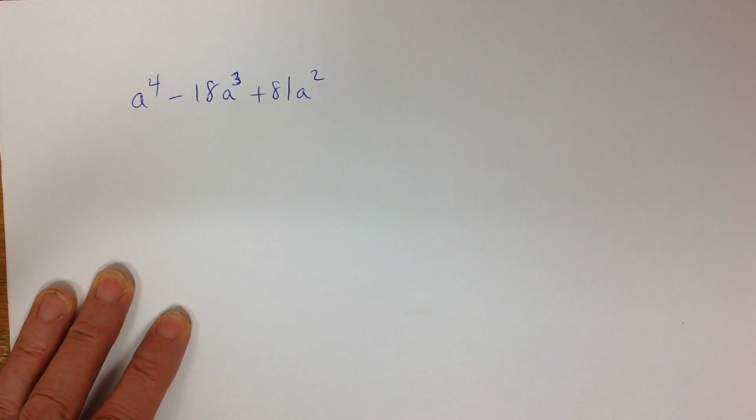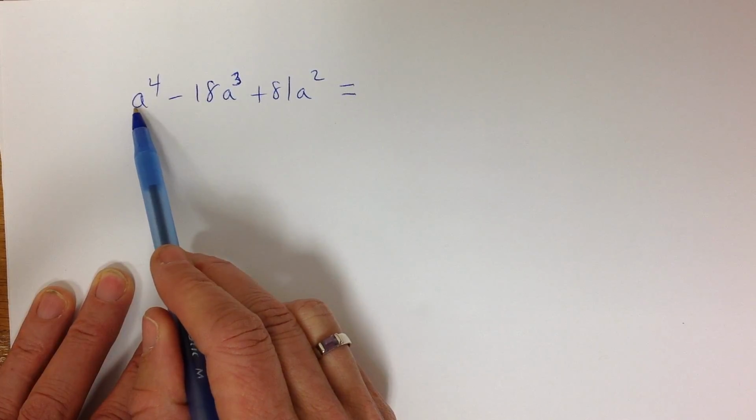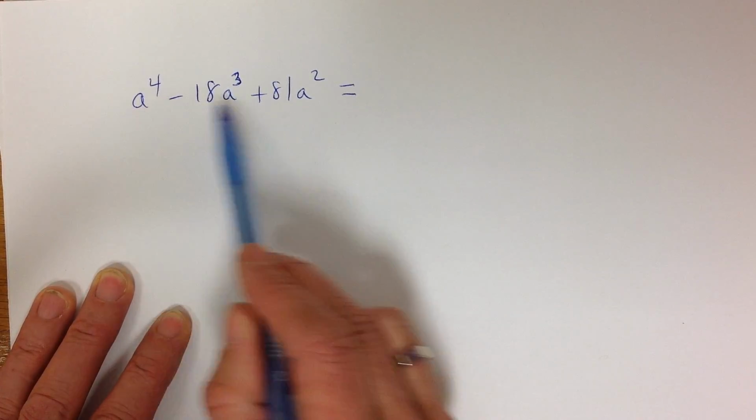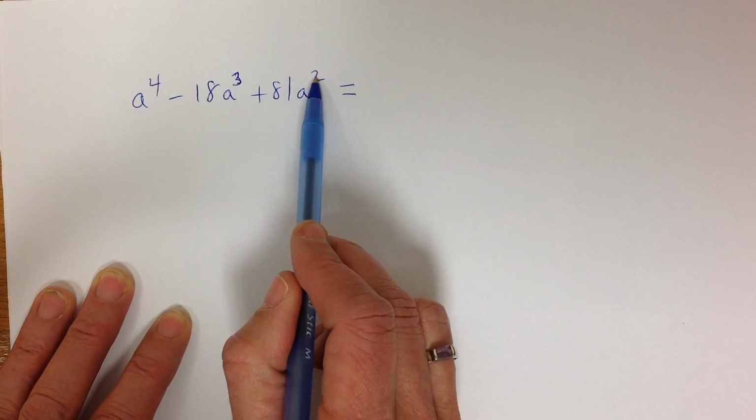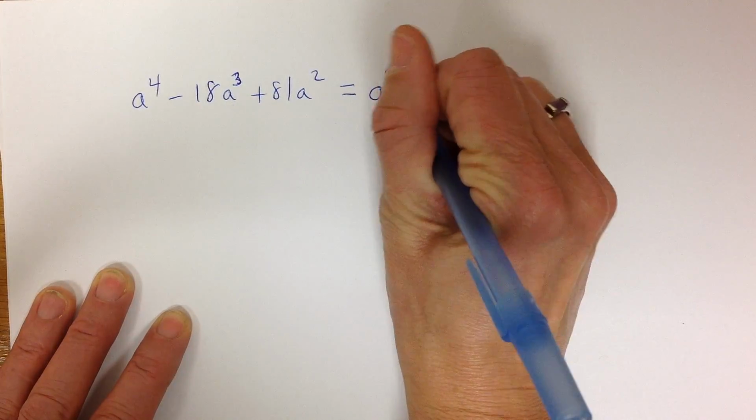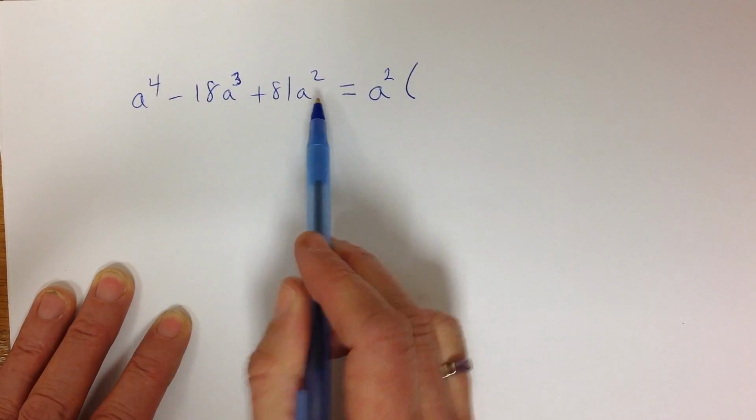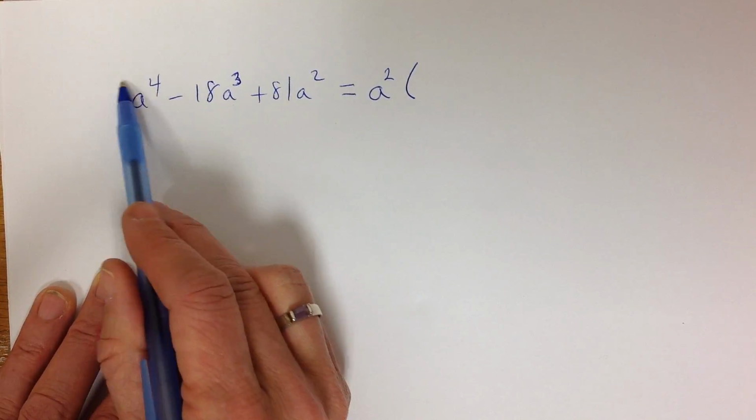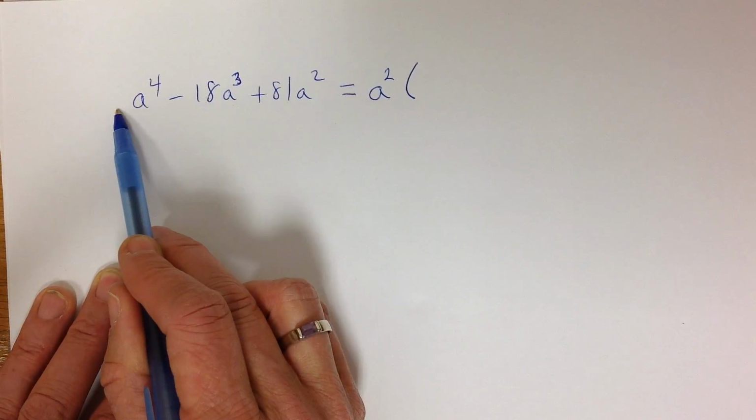The directions for this problem are to factor. Now, the first recognition that we always want to make is, is there a common factor? And we notice here that they all have an a, and the smallest exponent is an a squared. So a squared is a common factor. And in fact, that's the greatest common factor because the coefficient here is a 1, so I don't have any constant that I can factor out.